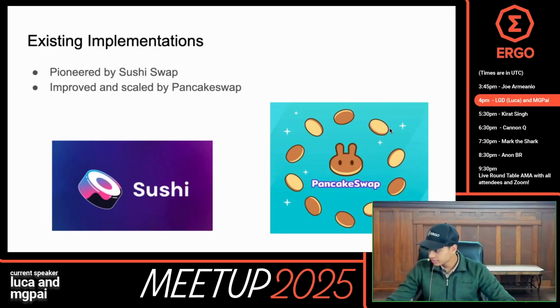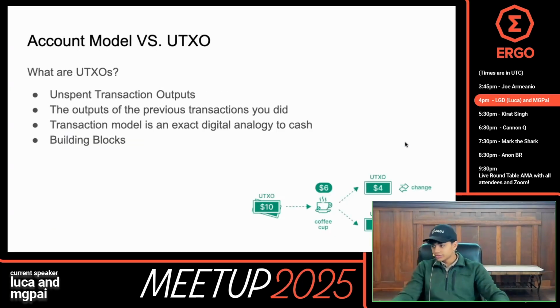All right, let's try to get to the next slide. So let's have a refresher. What is the account model and what is the UTXO model? The account model is... all right, let's start with UTXO. The slide is here. So what are UTXOs?